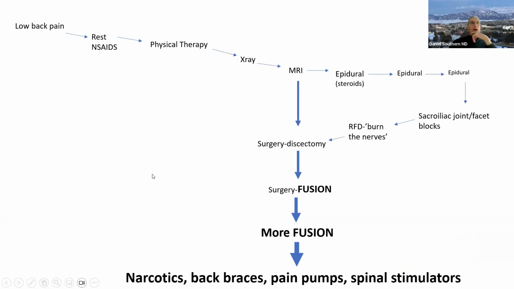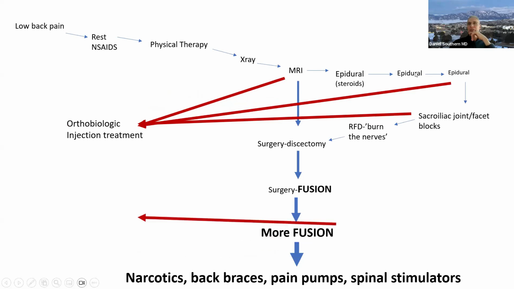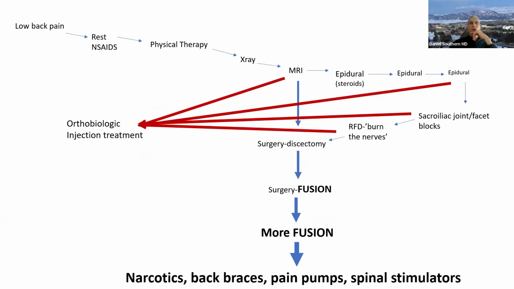All right, we're just about to wrap it up here. Let's go back to the traditional algorithmic treatment of back pain, spine pain, let's call it. And let's look at the difference when you add orthobiologics to this algorithm. Everything is the same up until the point of the MRI. But at this point, if you're in my office, I may look at your MRI and say, hey, let's do an orthobiologic injection treatment. And this is a treatment that we can do after any one of these listed algorithmic treatments. If we do that, we're going to send you back to physical therapy.